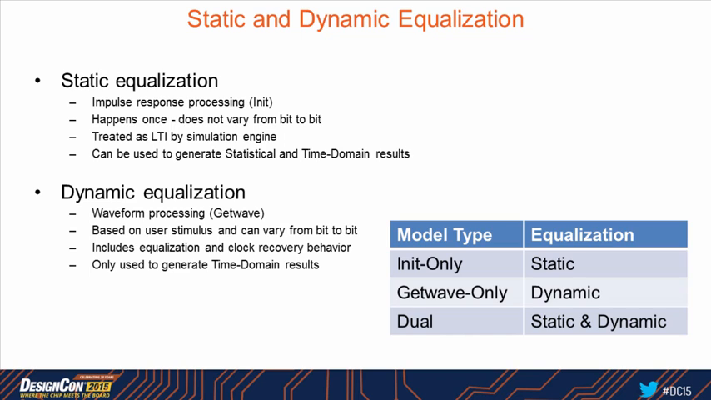So what we can do is look at these three model types, the Init-only, the GetWave-only, and the dual, and talk about the type of equalization that they provide. Where an Init-only model only gives static equalization, a GetWave-only model only gives dynamic, and the dual model does both. So it's really only the dual model where we can meaningfully talk about comparing the behavior of the same model in these two modes to see if we get analogous behavior.